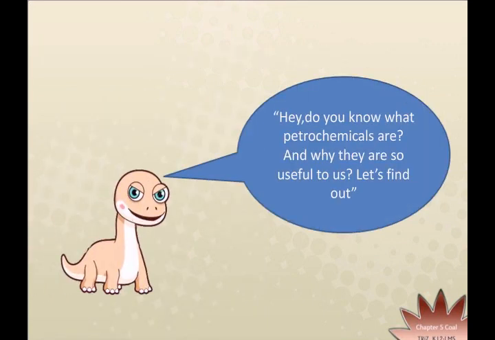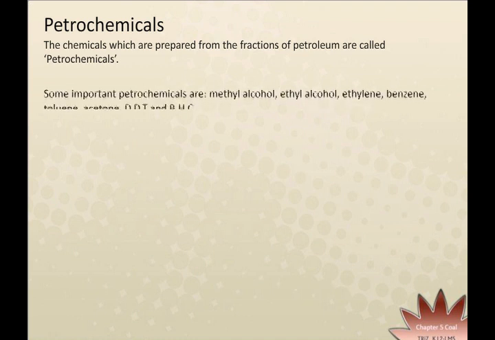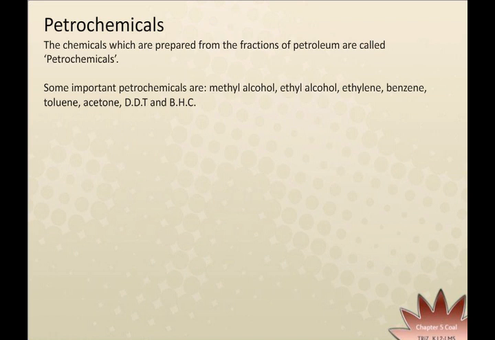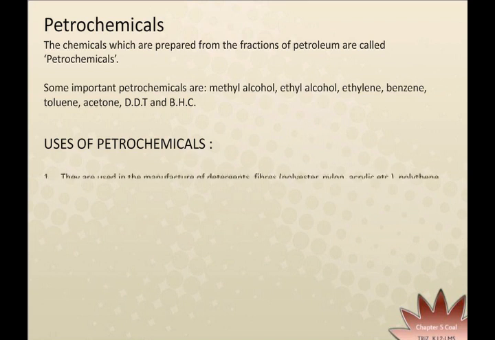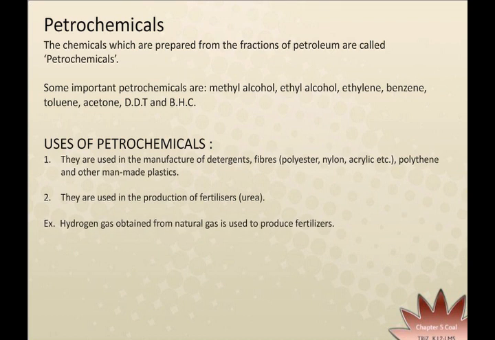Hey, do you know what petrochemicals are and why they are so useful to us? Let's find out. Petrochemicals. The chemicals which are prepared from the fractions of petroleum are called petrochemicals. Some important petrochemicals are methyl alcohol, ethyl alcohol, ethylene, benzene, toluene, acetone, DDT and BHC. Uses of petrochemicals. They are used in the manufacture of detergents, fibers like polyester, nylon, acrylic, etc., polythene and other man-made plastics. They are used in the production of fertilizers or urea. Example, hydrogen gas obtained from natural gas is used to produce fertilizers.